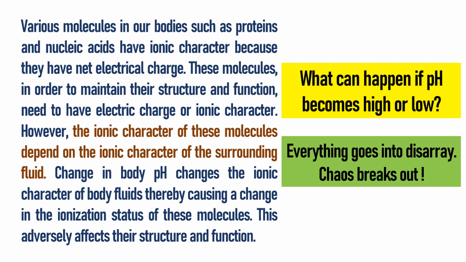What can happen if pH becomes high or low? Everything goes into disarray, and chaos breaks out. Various molecules in our bodies, such as proteins and nucleic acids, have ionic character because they have net electrical charge. These molecules, in order to maintain their structure and function, need to have electric charge or ionic character. However, the ionic character of these molecules depend on the ionic character of the surrounding fluid. Change in body pH changes the ionic character of body fluids, thereby causing a change in the ionization status of these molecules. This adversely affects their structure and function.